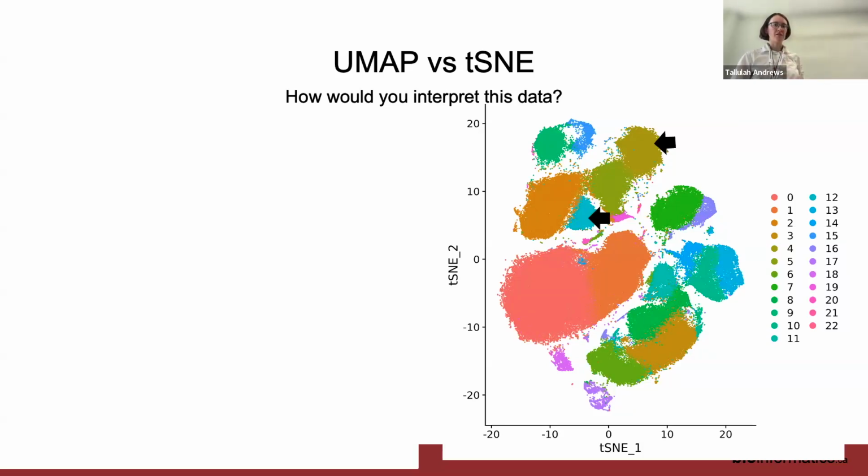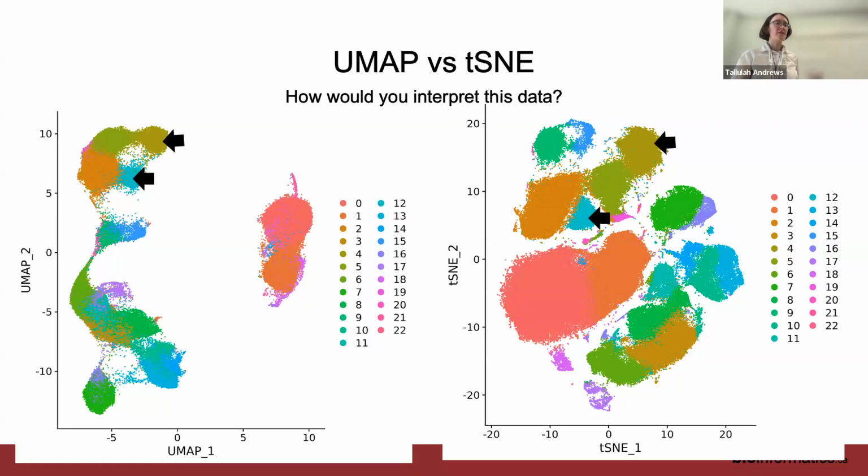And are the 2 clusters in this data set with the black arrows pointing at them similar to each other? No, so here they look very, very different from each other. This is exactly the same data set, plotted just with UMAP on the left and t-SNE on the right. So you can see in the UMAP, those 2 clusters look much closer together than they do in the t-SNE.